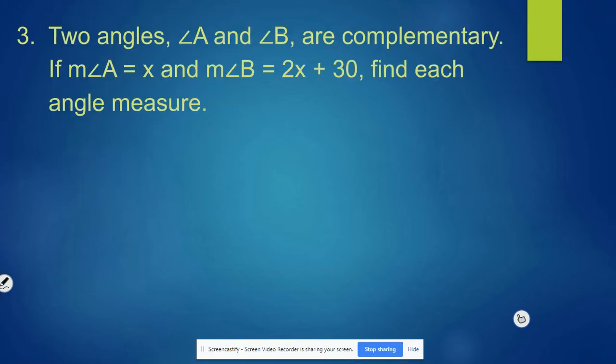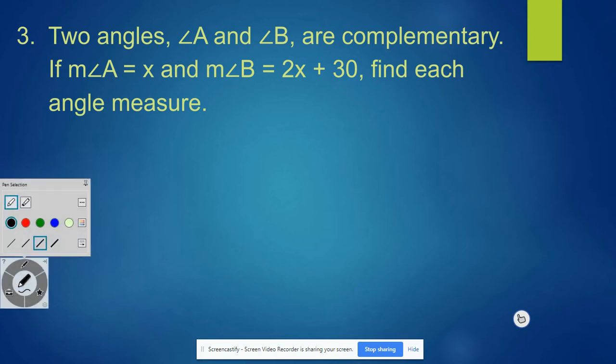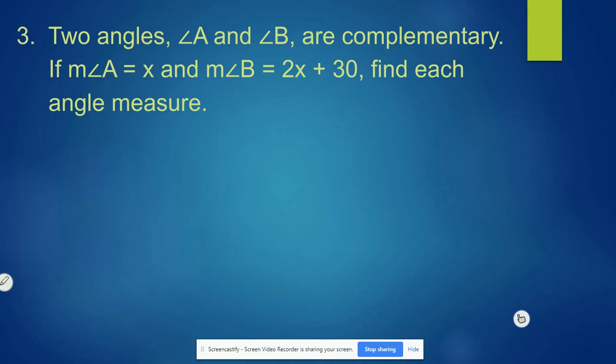All right, number 3. Now we have a word problem. Two angles, angle A and angle B, are complementary. If the measure of angle A equals x and the measure of angle B equals 2x plus 30, find each angle measure. Okay, so A is x and B is 2x plus 30, and they're complementary. Complementary means they add up to 90.